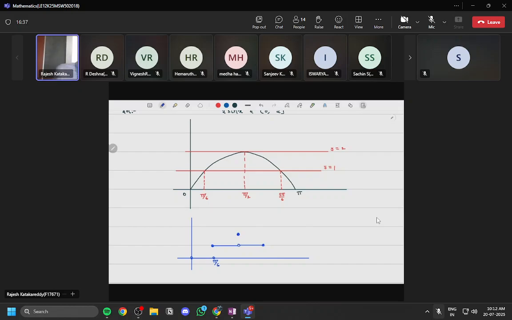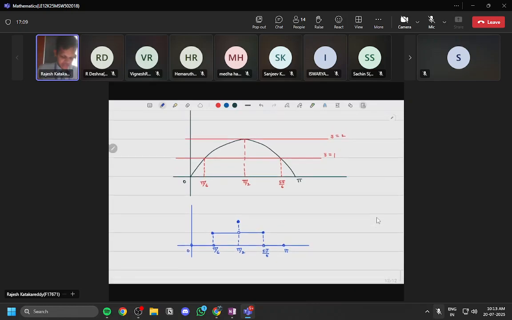Understood this one? Now again, from 5 pi by 6 till pi, it is in between 0 to 1. It is in between 0 to 1, so I can say it will be 0. Clear? So if you want, we can add this one as well in the graph. Pi by 2, pi by 6, pi, 0.